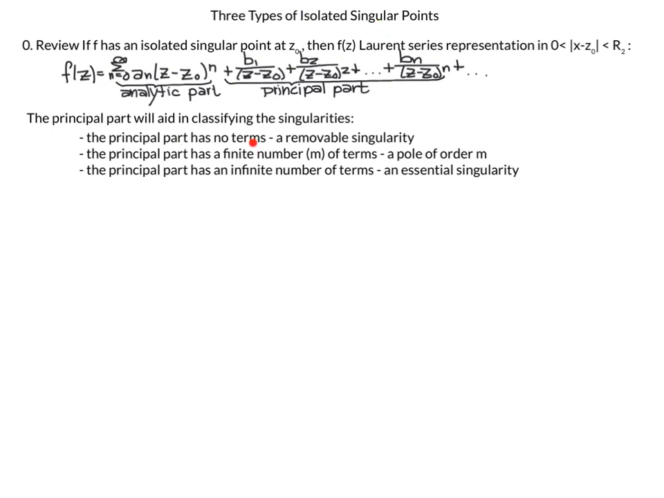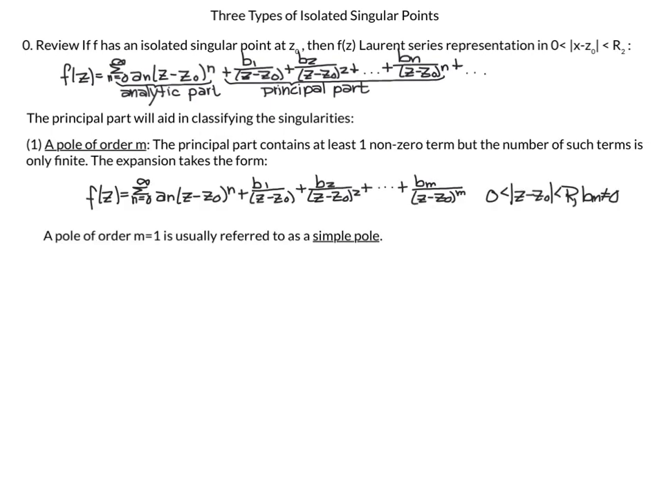If the principal part has no terms, we have a removable singularity. If it has a finite number of terms and the number of terms is m, then we have a pole of order m. If it has an infinite number of terms, then we have an essential singularity. We are going to start here with the pole of order m, where we have a finite number of terms.